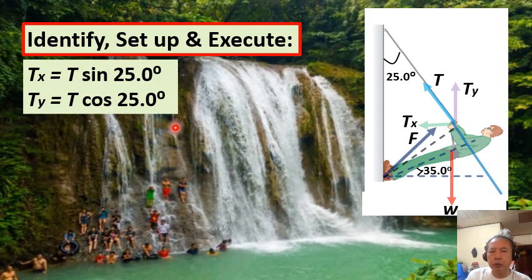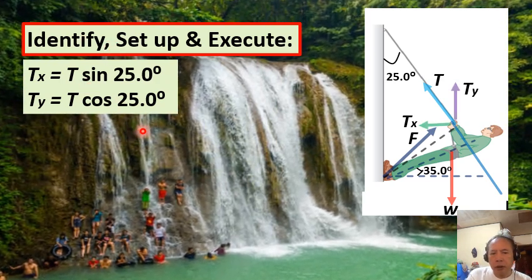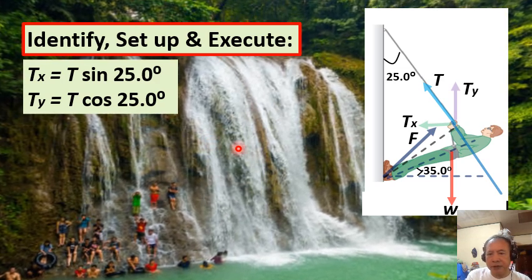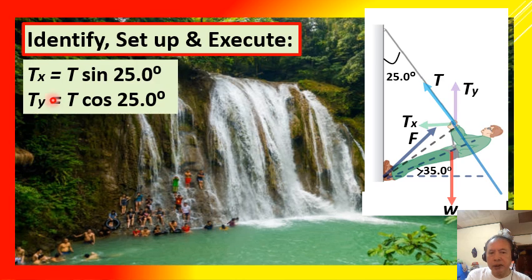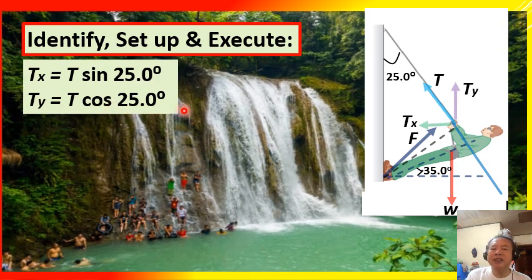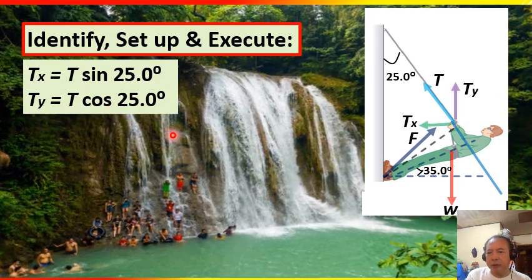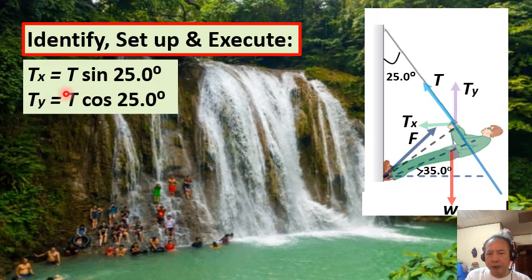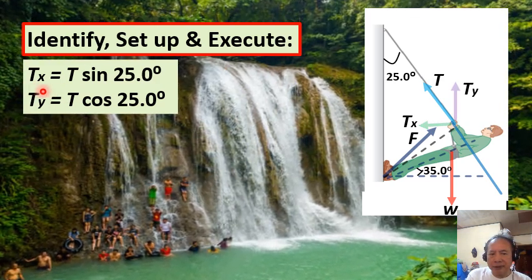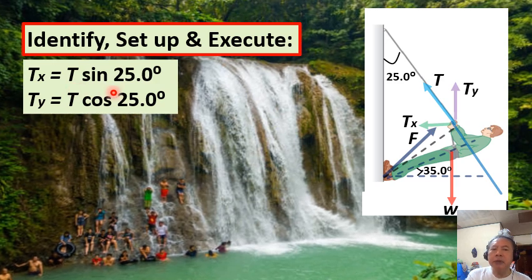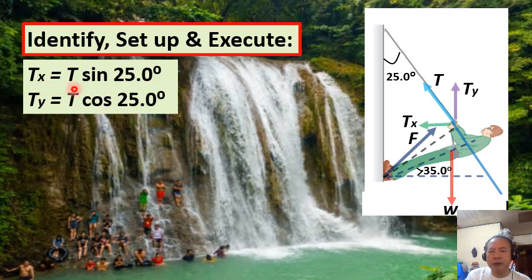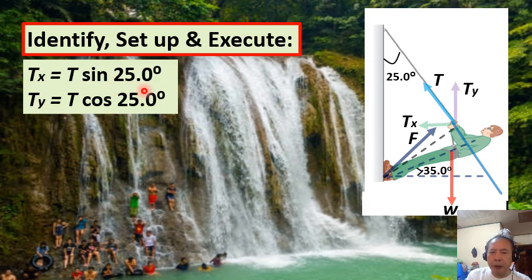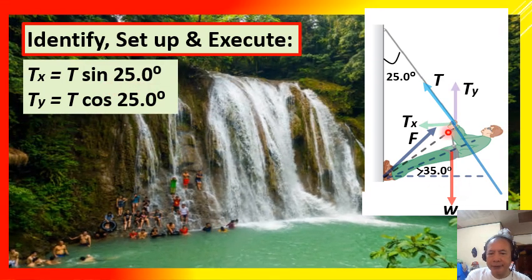For us to be able to compute the tension force capital T, which is our first target variable, we need to express its x and y components first. So for the x component, capital Tx, we have the equation Tx equals capital T multiplied by sine of the angle 25.0 degrees, right?